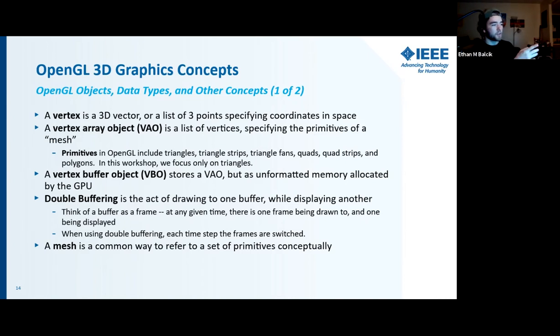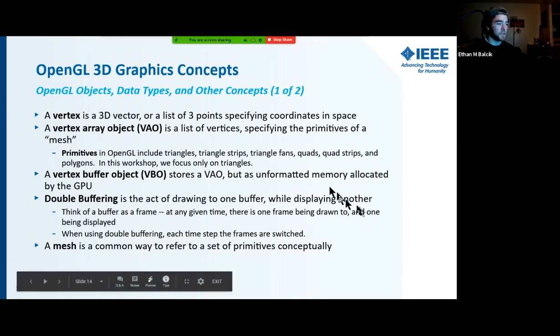And then the other thing on this list is double buffering. Double buffering is a technique where you have basically two frames, and you alternate between those two frames. When one frame is being displayed in the window, the other frame is being drawn to. Then all you have to do is switch and draw to the other frame, and then switch, draw to the other frame. That's the idea behind double buffering, which is what we'll be using in the graphics engine that we'll be looking at.